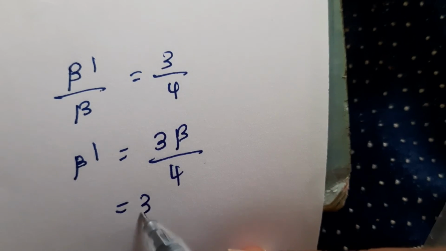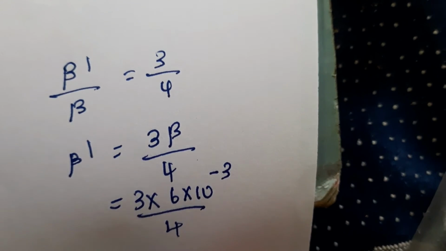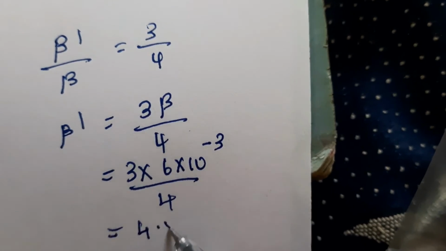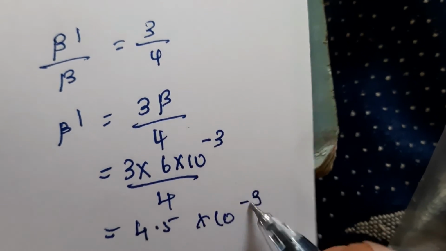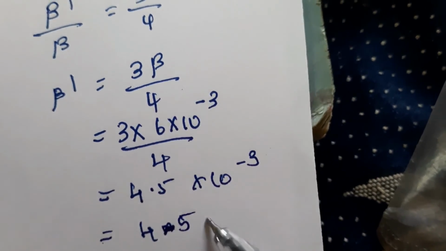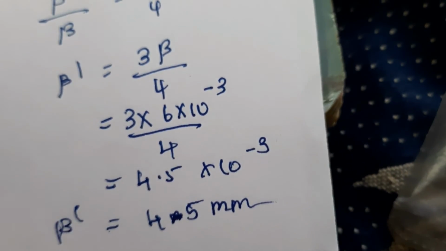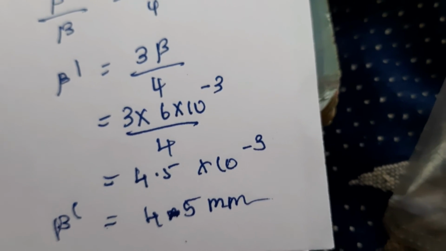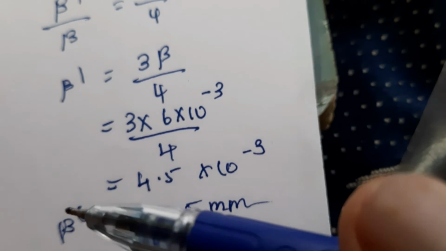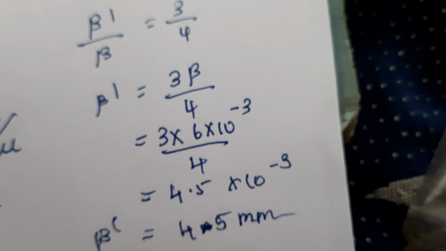So 3 into beta value, which is 6 into 10 raised to minus 3, divided by 4. So what will you get here? You will be getting 4.5 into 10 raised to minus 3, which can be written as 4.5 millimeter. So this is the value of the new fringe width. Here we can find the fringe width is decreasing. When it is not immersed in water, the value is 6 into 10 raised to minus 3. When it is immersed in water, the value of the fringe width is 4.5 into 10 raised to minus 3.